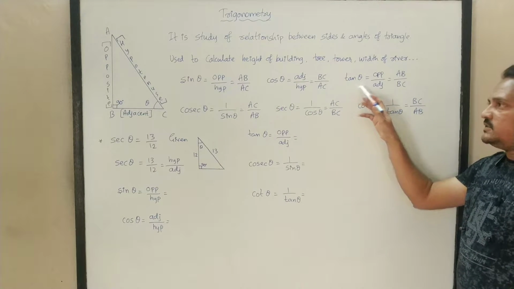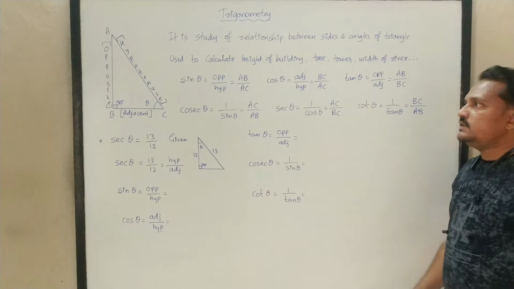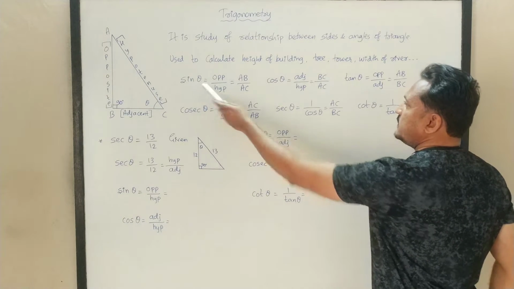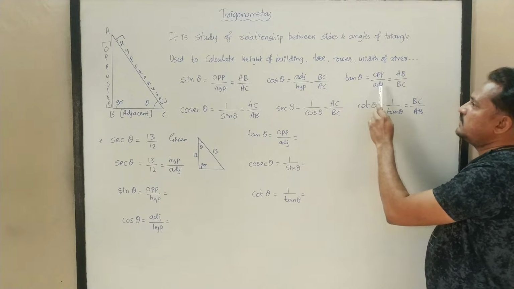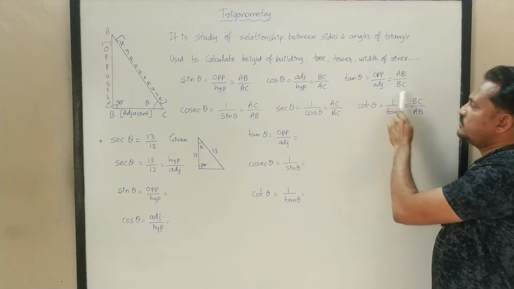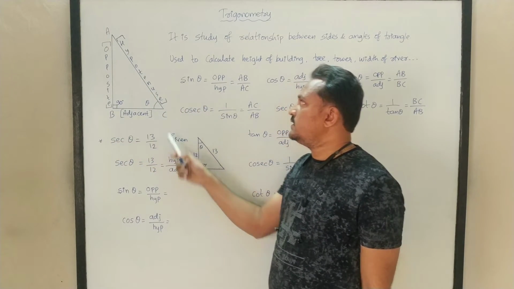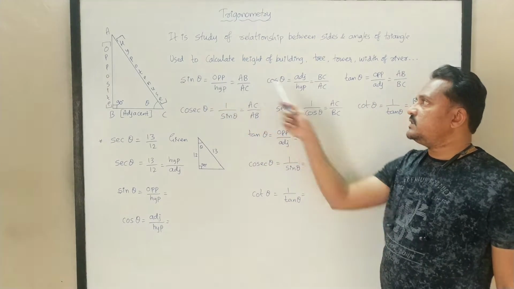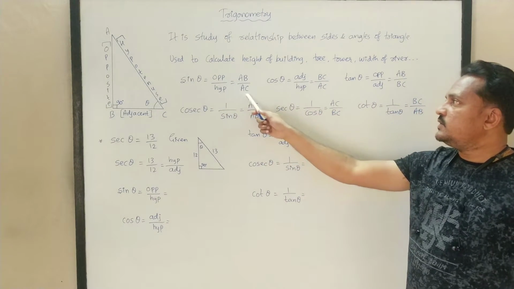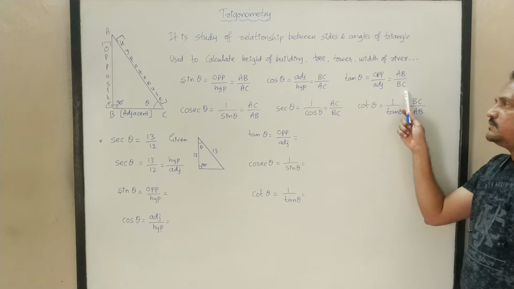Then tangent of theta, or in short tan of theta, is nothing but the ratio of sin theta divided by cos theta here. So it is opposite by adjacent, or AB by BC. AB is the opposite side, BC is the adjacent side. If I take the ratio of sin theta by cos theta, these two AC and AC will be cancelled out. We will have AB and BC here.